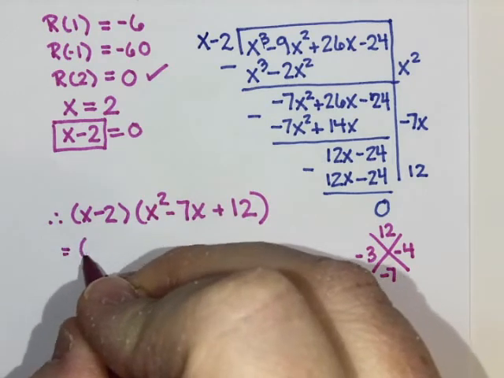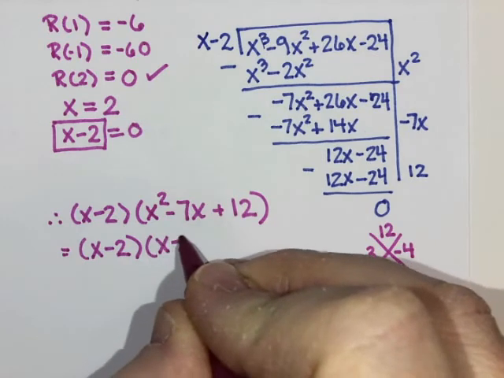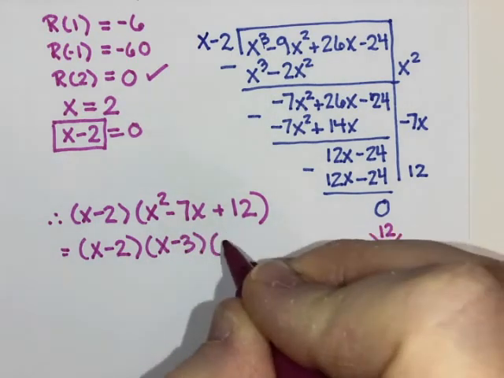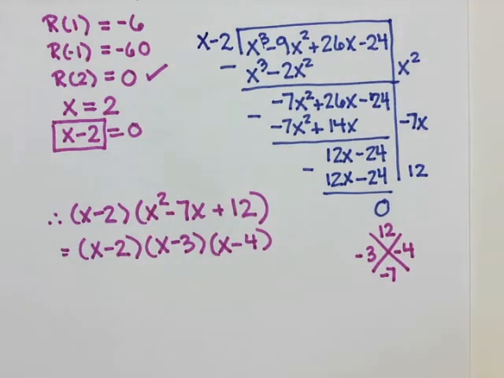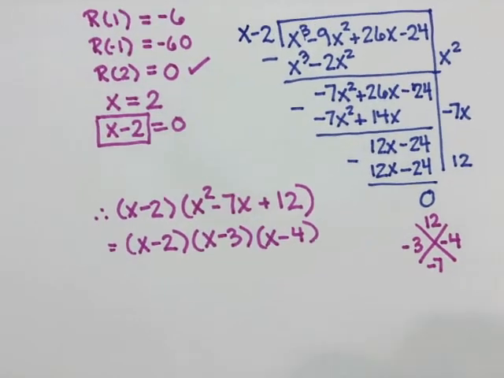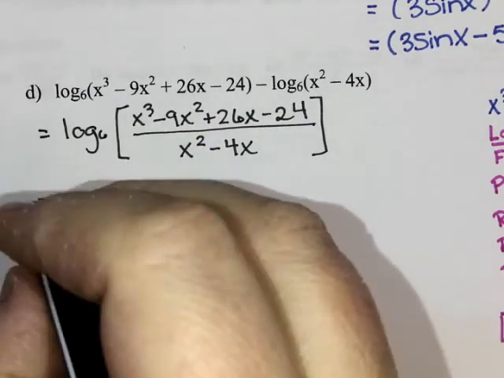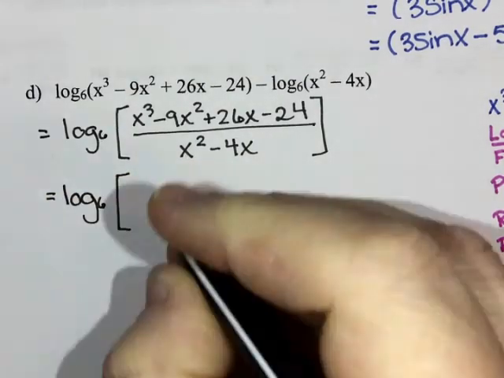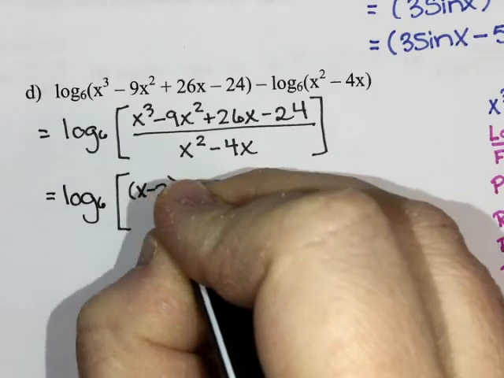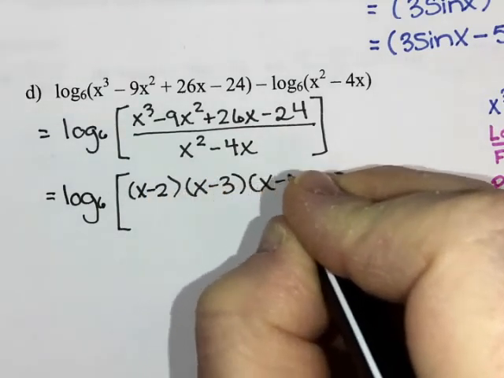So that means this is x minus 2, and then x minus 3, and then x minus 4. You can use decomposition, but I am using the shortcut because there's nothing in front of that x squared. So I have factored my numerator. We are going to put that in place of my numerator. So this is log base 6 of x minus 2, x minus 3, x minus 4.